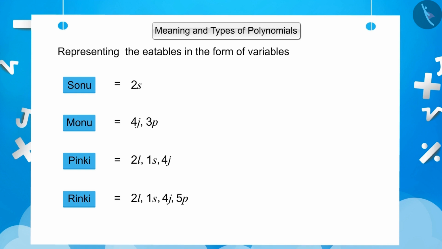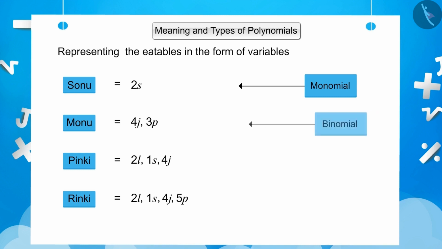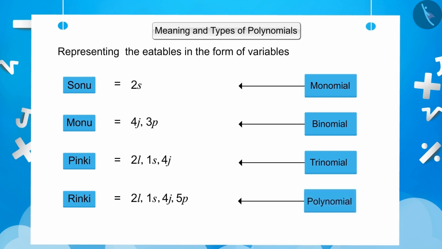Similarly, the expression with only one term is called a monomial. The expression which has 2 unlike terms is called a binomial. The expression which has 3 unlike terms is called a trinomial. The expression which has 1 or more unlike terms is called a polynomial. Binomial, monomial, and trinomial are all types of polynomials.